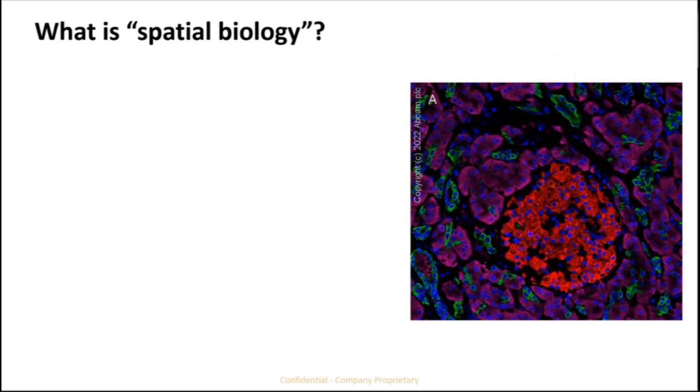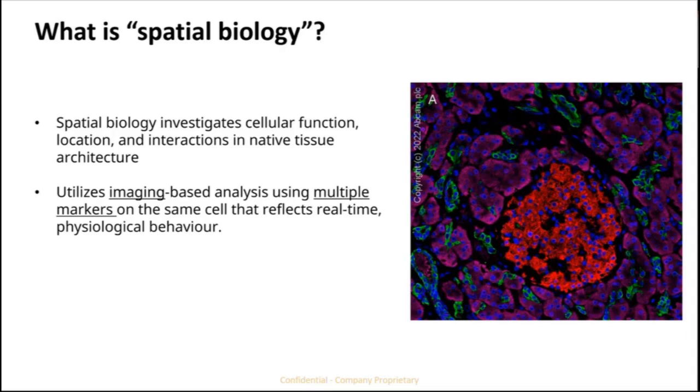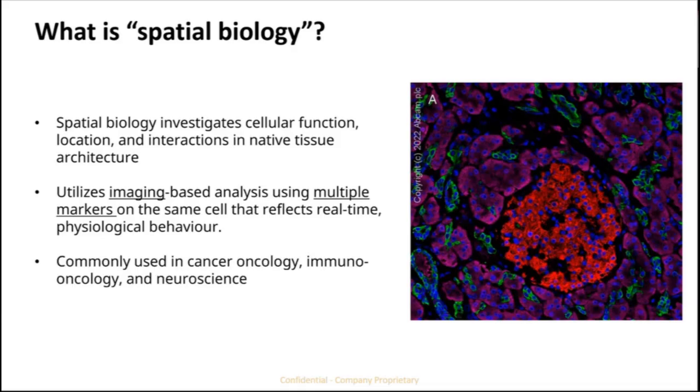So what exactly is spatial biology? Spatial biology essentially looks at the different expression of multiple markers or proteins within the context of a tissue to really get a feel of where they are and how they are behaving relative to each other. It is an imaging-based analysis detecting multiple markers on the same cell. Therefore, you can really get real-time physiological insights into what's happening and the relationship of these proteins within a tissue. It is also commonly used in cancer oncology, immuno-oncology, and neuroscience research.